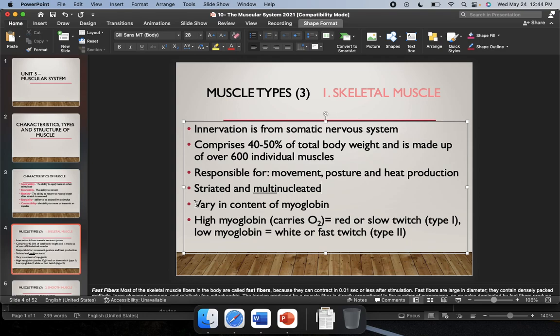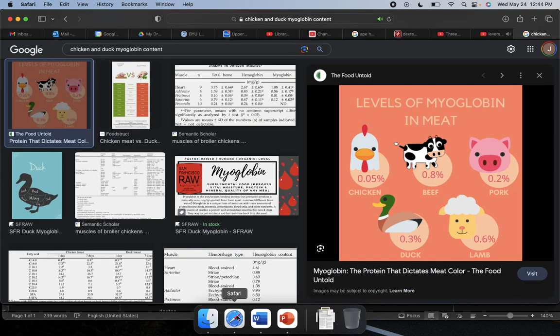Last 2 thoughts here on skeletal muscle. Skeletal muscle varies in content of myoglobin. High myoglobin content carries O2 within a muscle, so we call this a red or a slow twitch muscle. Low myoglobin is white or a fast twitch muscle fiber. I have a picture here. A long time ago, when someone was introducing me to myoglobin, they started to talk a little bit about meat colors that someone might eat, and it's something that has stuck with me.